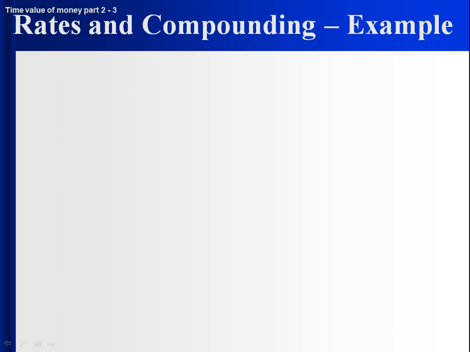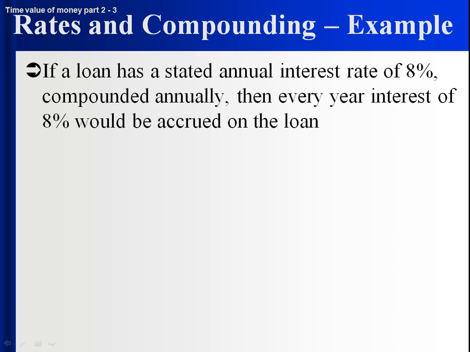I want to go through an example to highlight how compounding works and how you can have two stated rates that are the same, but because of compounding, it has a real effect as far as what's, in this case, a loan, what's owed. So we have a loan with a stated annual interest rate of 8%, compounded annually. Then what that means is every year, 8% interest is accrued on the loan. So the bank gets together and would say, okay, what did they owe a year ago? 8% of that is how much more they owe now.